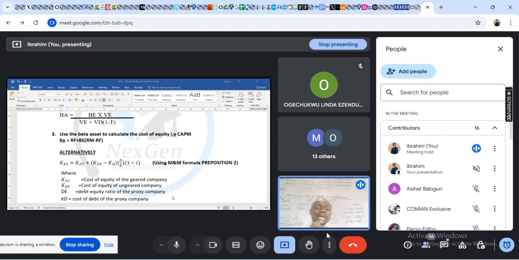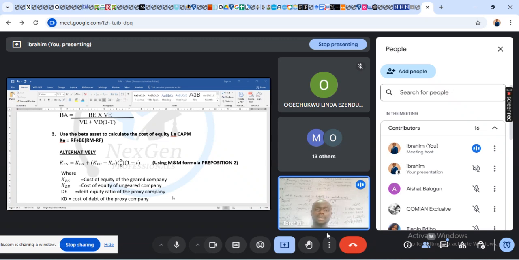Alternatively, that will now take us to the Modigliani and Miller assumption. There are two propositions: proposition 1 and proposition 2. I don't want to go to proposition 1 because it is assumed that you will finance it by equity and debt. But proposition 2, and this is the formula showing on my screen, is the formula for calculating the cost of equity of the geared company.